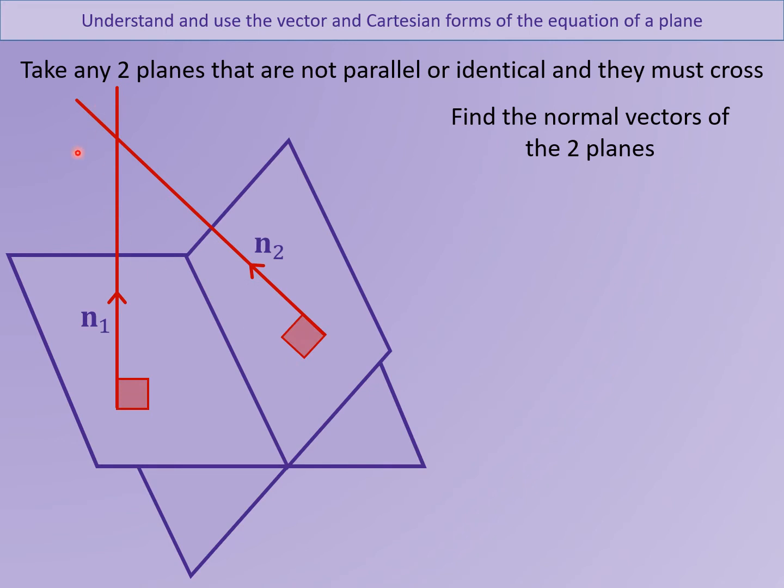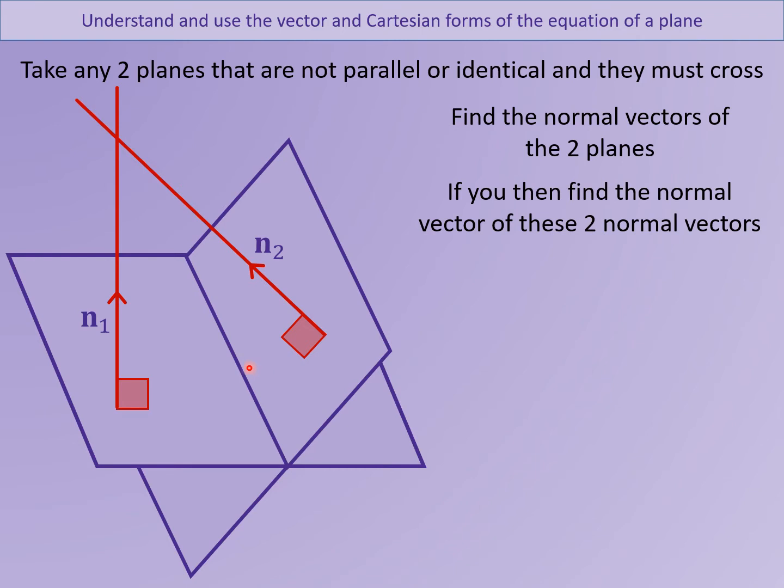Now last time we were looking at the angle between them, but this time what I'm going to investigate is the normal of those two normals. All right, so there's my two normal vectors coming off at 90 degrees. Now if I find the normal of those two, so where they cross, if I find the normal to both of those, what I'm going to end up with is a line that comes down here that is at 90 degrees to both of those.